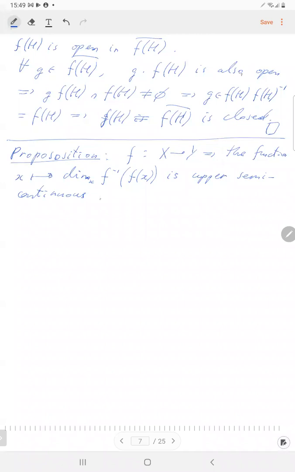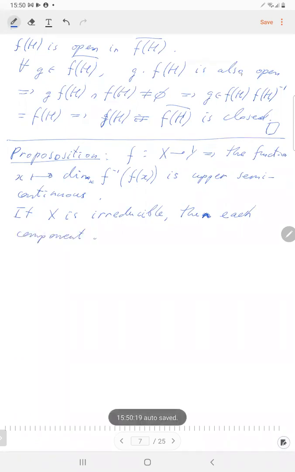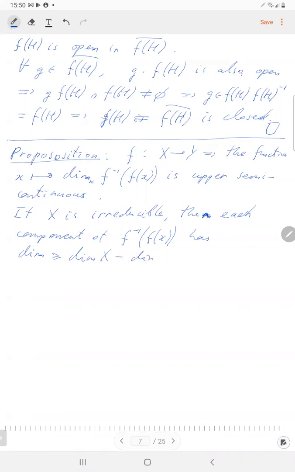And moreover, if X is irreducible, then each component of this fiber has a dimension at least the relative dimension, dimension of X minus the dimension of the image.